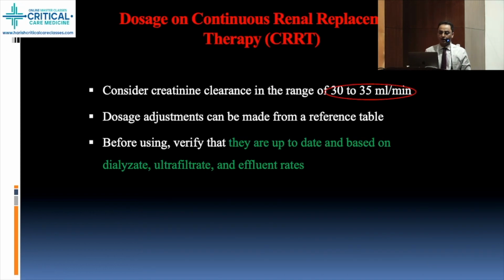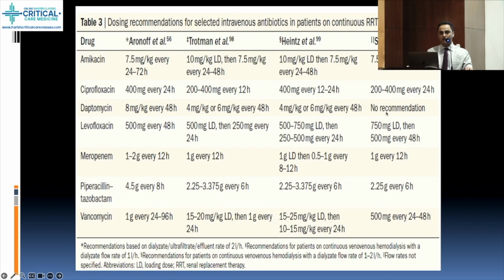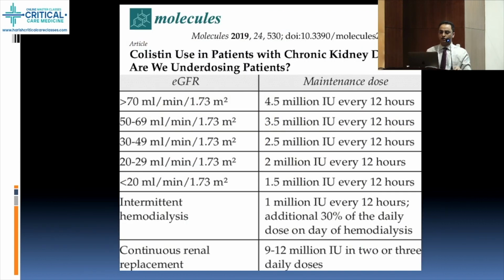Again, on CRRT there is data available. You take 30 to 35 ml per minute. So these are some of the ready tables available for calculation of the antibiotics. But again, the take home is to individualize the dosage. Don't just look for the table and jump on calculating from day one only. So this is just for example.